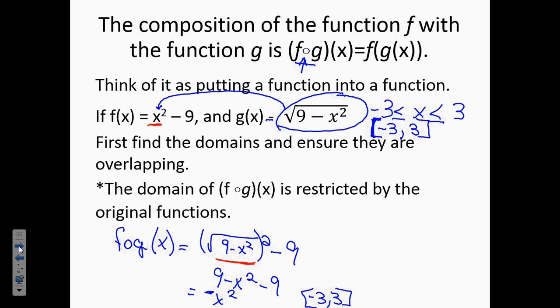Just like not having iPod sales from 1970. Didn't exist back then. Wasn't part of the domain. Yep, you have to include that, especially if they ask you for the domain of your composed function. But keep that in the back of your mind the whole time.